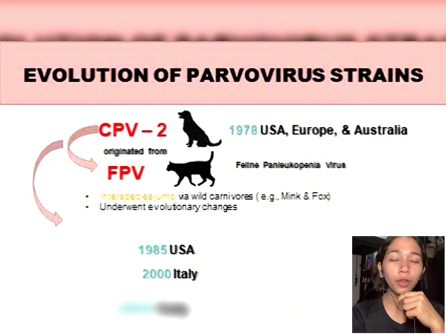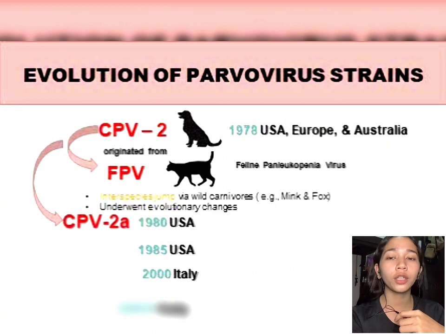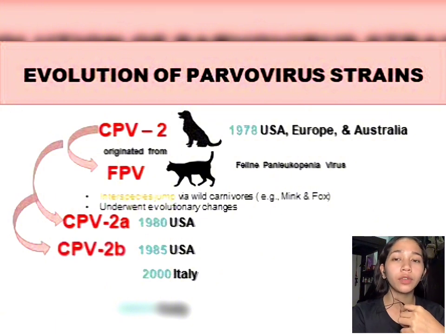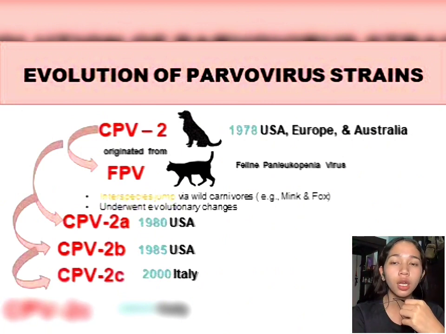But CPV2 underwent evolutionary changes, and within a few years, CPV2 has been globally replaced by the new variant, that is CPV2A, reported first in 1980, and CPV2B in 1985. At present, CPV2A and CPV2B are distributed worldwide, but the original prototype CPV2 is no longer circulating in the dog population. Later in 2000, a new CPV strain which was named CPV2C was reported in Italy.